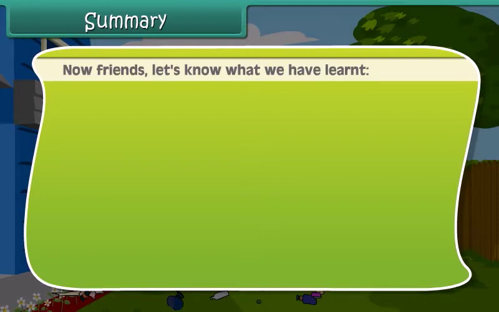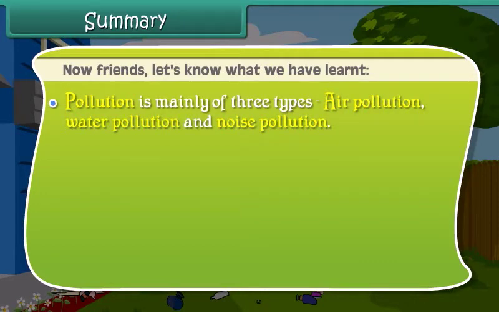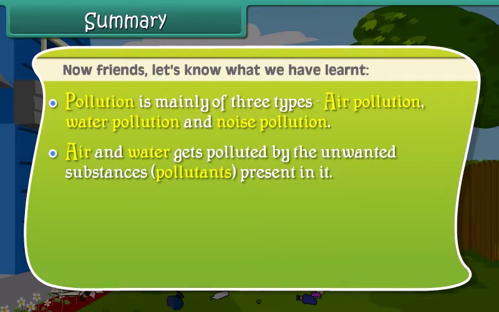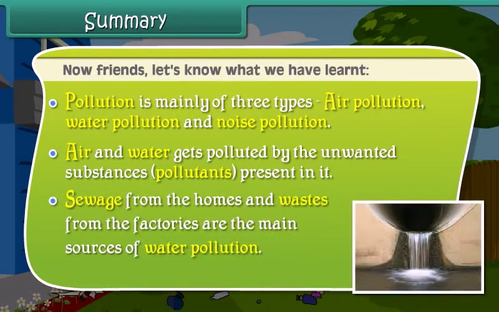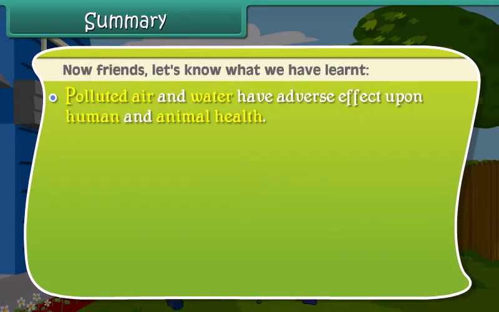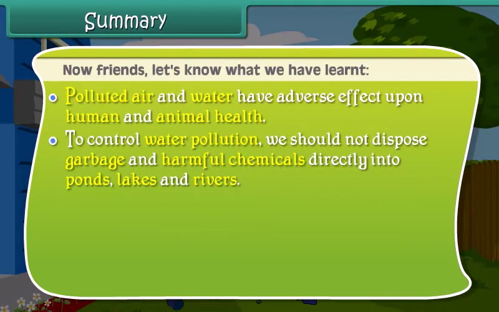Summary. Now friends, let's know what we have learnt. Pollution is mainly of three types: air pollution, water pollution, and noise pollution. Air and water gets polluted by the unwanted substances, pollutants present in it. Sewage from the homes and wastes from the factories are the main sources of water pollution. Polluted air and water have adverse effect upon human and animal health. To control water pollution, we should not dispose garbage and harmful chemicals directly into ponds, lakes, and rivers.